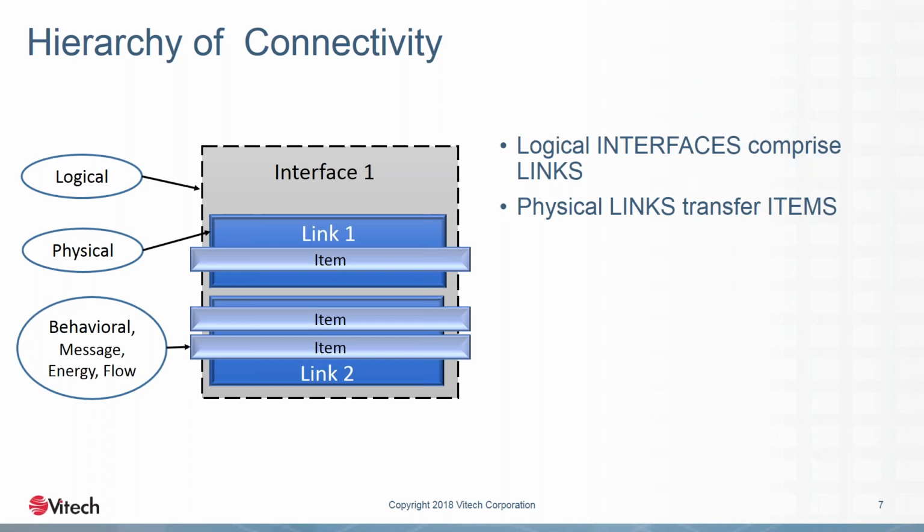The connectivity model is also going to have levels of hierarchy. And what I'm trying to show you here is, unlike the function or the component that has decompositions inside of the same kind of object, connectivity takes into account three different aspects: the logical interface, the physical link, and then the item as being the behavioral element. And those things are all interrelated because the item is transferred by the link. So we can put in characteristics regarding how that's going to execute.